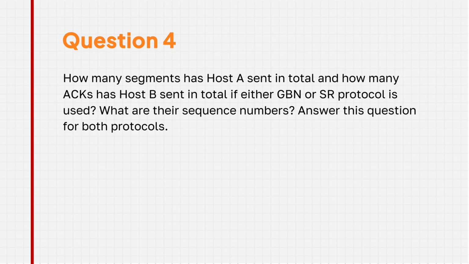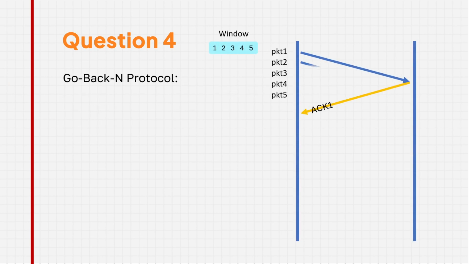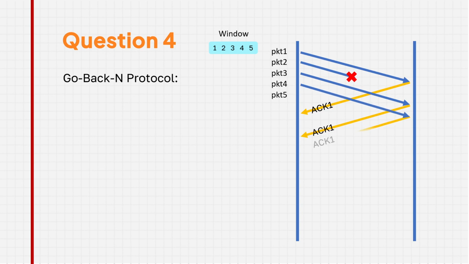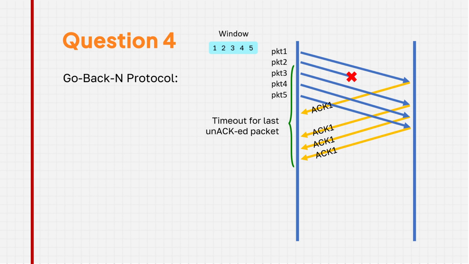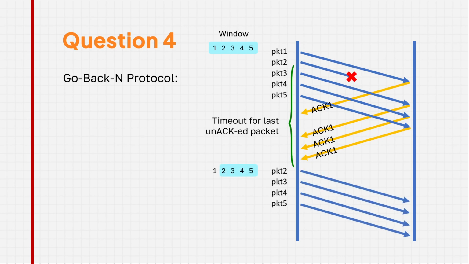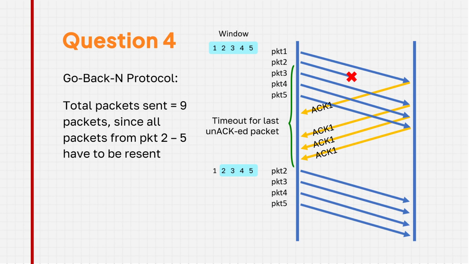Your name? Chanyang. Okay. So yeah, this is for Go-Back-N. We see that packet 2 is lost here. 1, 3, 4, and 5 are received. So there are 4 ACKs that are sent by B, right? Then afterwards, after the timeout for the last unacknowledged packet, we are going to resend the window from 2 all the way up. So this will be 2, 3, 4, 5. Thus, this will send out 9 packets and there are 8 ACKs in total.